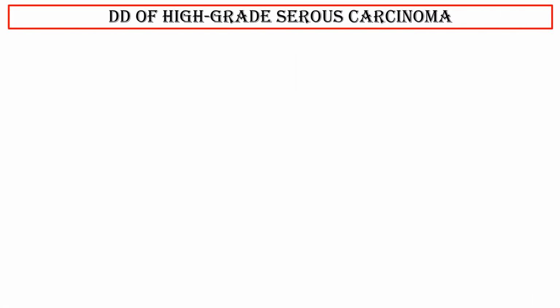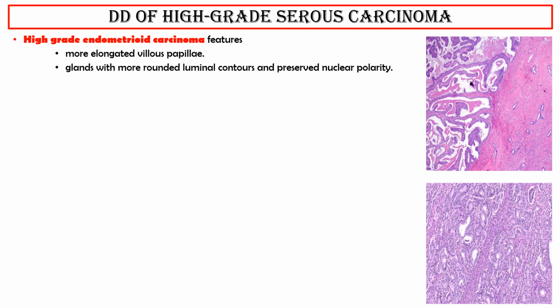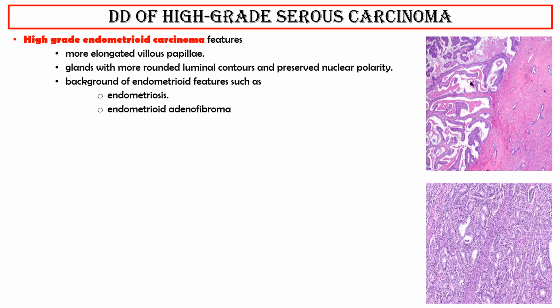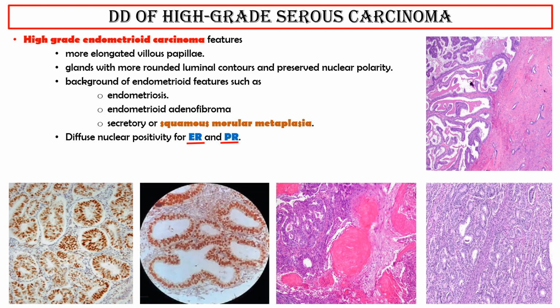Differential diagnosis of high-grade serous carcinoma. It includes high-grade endometrioid carcinoma, which features more elongated villous papillae, glands with more rounded luminal contours and preserved nuclear polarity, background of endometrioid features such as endometriosis, endometrioid adenofibroma, secretory or squamous morular metaplasia, diffuse nuclear positivity for ER and PR, patchy positivity for P16, and negativity for WT1 in contrast to serous carcinomas.